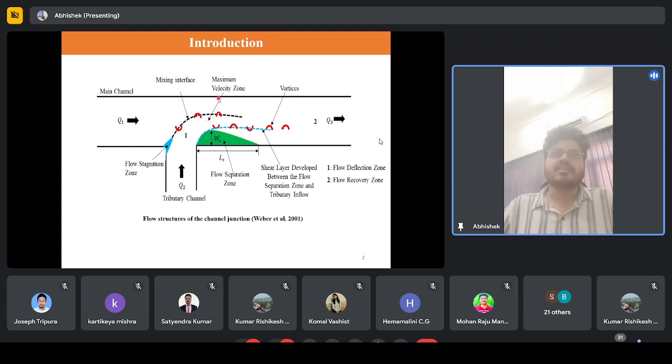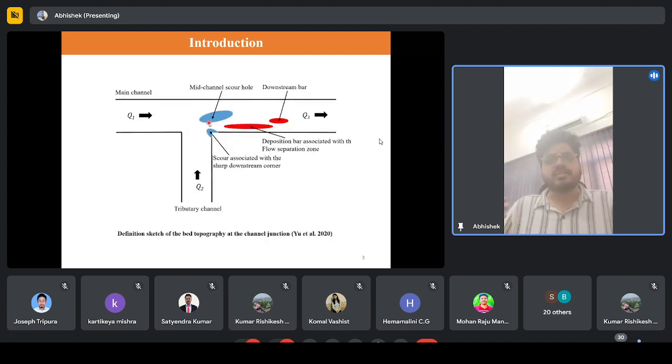Therefore, the flow velocity will increase in this region, and that is called the maximum velocity zone. So here the flow velocity will increase. Because of the increase in the velocity, you will find the increase in the bed shear stress. And the bed shear stress causes the erosion at this location. So this is called mid-channel scour hole. That's because of the formation of the maximum velocity zone.